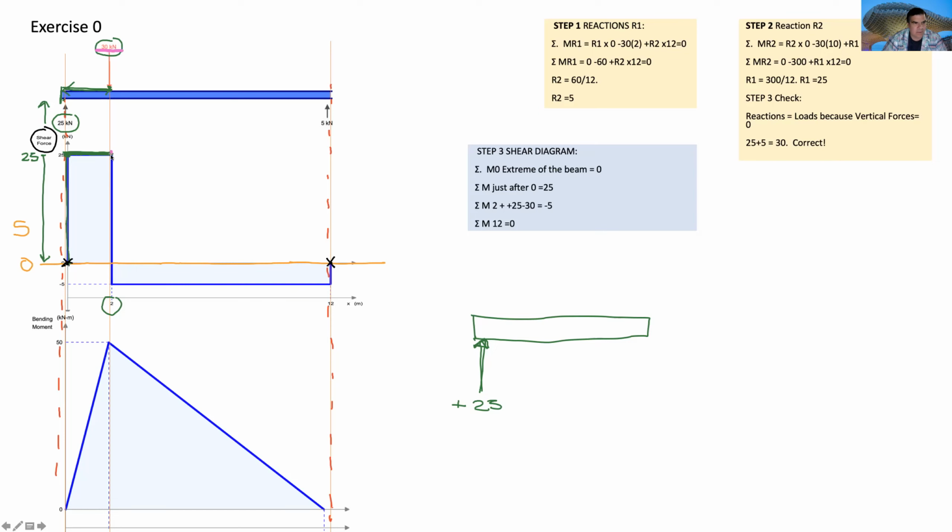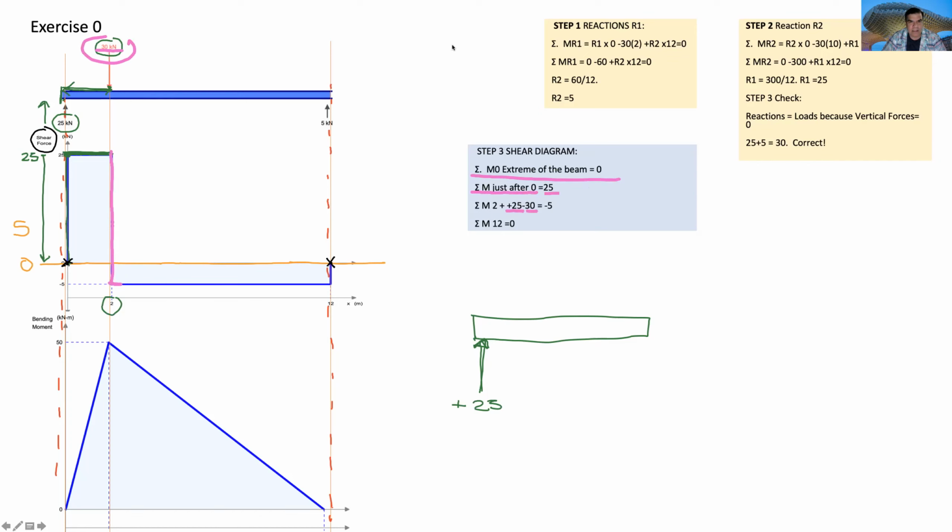Well, I will go down 30 pounds or $30 in my balance, and I used to have 25, and now I have -5. In the stream it is 0. In the moment just after 0 it is 25 because we receive 25, and in 2, from 25 I have -30 here. Well, the balance of the shear is -5.